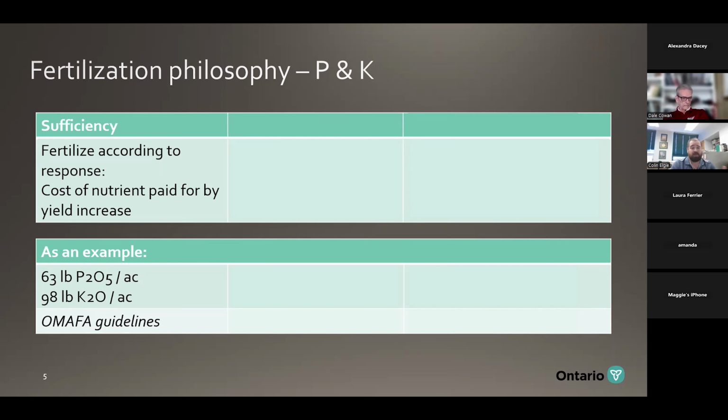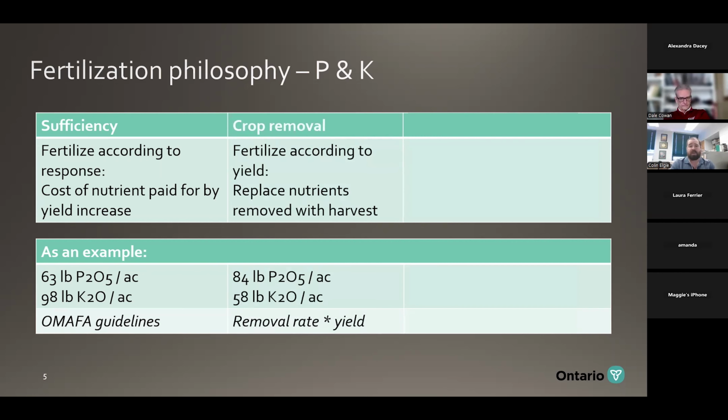And as an example here, just to compare our different philosophies, with the soil test that we had up earlier, we may be looking at 63 pounds of actual phosphate and 98 pounds of actual potassium per acre. If we compare that to crop removal, so this is just simply replacing the nutrients that come out at harvest. So with a bushel of corn or a bushel of soybeans, there's nitrogen, phosphorus, potassium, micronutrients, secondary nutrients all included there. So we're kind of looking, especially with P and K, to really just replace what that crop is removing from the soil.